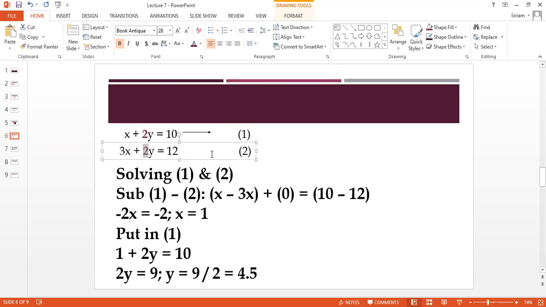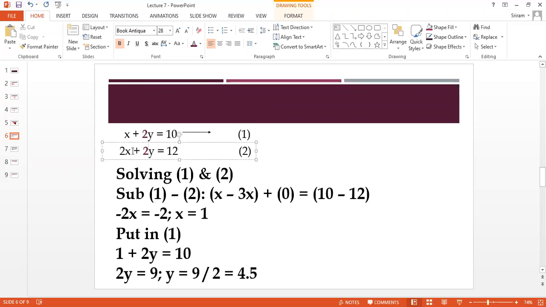For example, if I am having different numbers, here 2x and here 3x, what I have to do is multiply equation 1 by 3 and equation 2 by 2, and then you can solve the equation. This is what you studied in foundation.